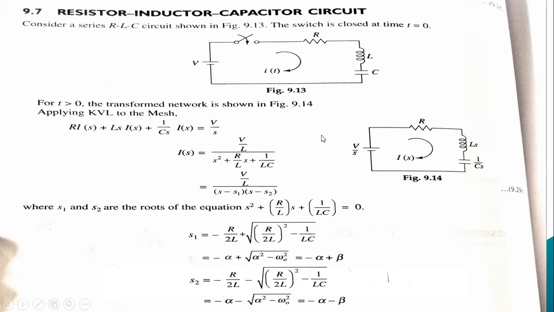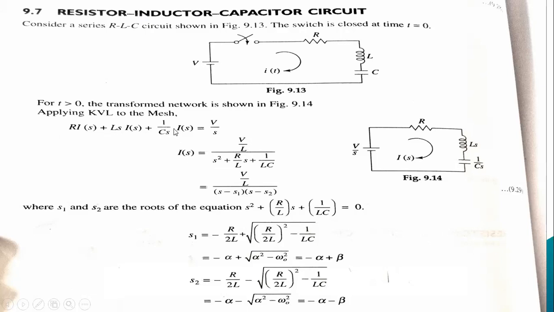So see here, V is nothing but V by S here. And the current is I of S, R will be as it is, L of S, and 1 by C of S. Likewise you can apply KVL. So see here the three combinations: already we have seen R and L in the first case, the second time we have seen R and C in the second case, and now R, L and C. So R I of S plus LS into I of S plus 1 by C of S into I of S equals V by S.